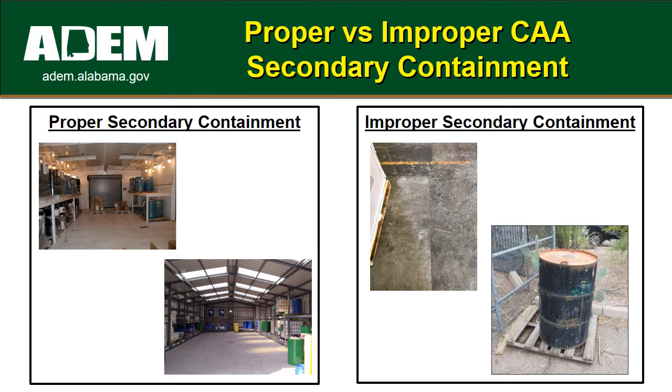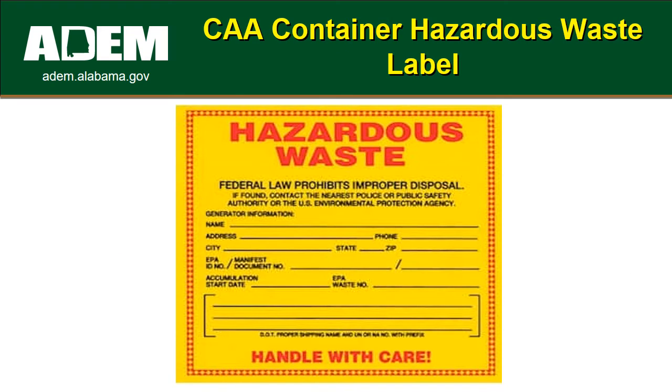On the left side of this slide, you will find examples of proper secondary containment in the central accumulation area. And on the right side, you will find examples of improper secondary containment located within the central accumulation area. This is an example of the hazardous waste label that must be present on a container when it is moved into the central accumulation area. All areas of this label must be filled out and complete.